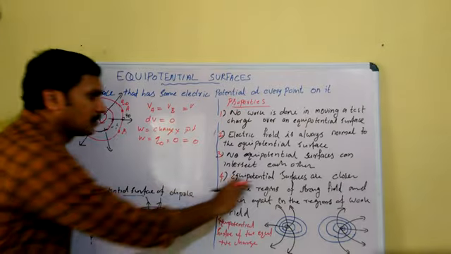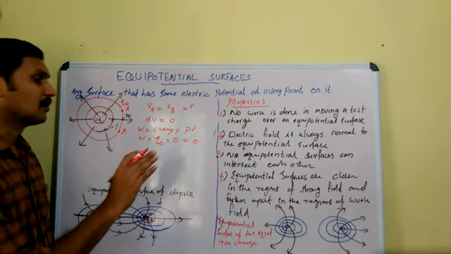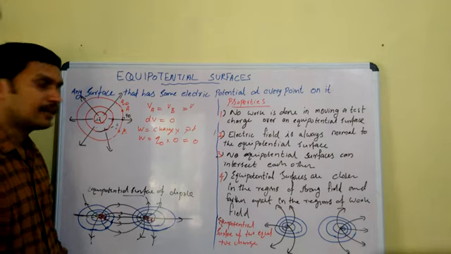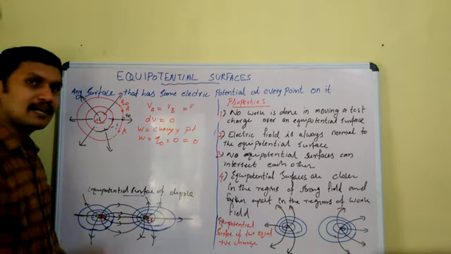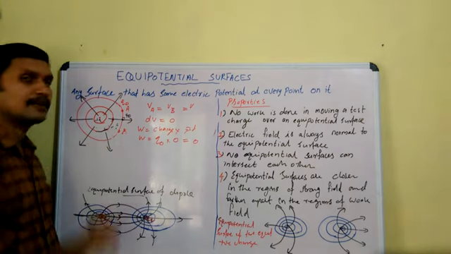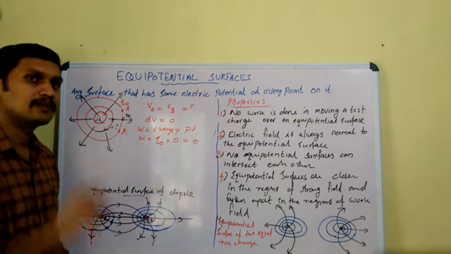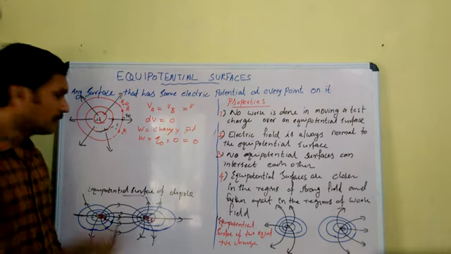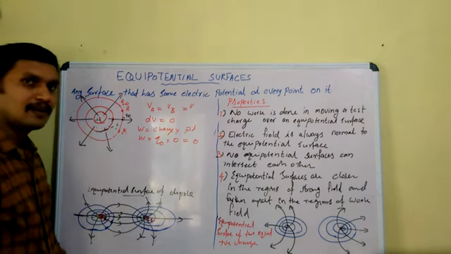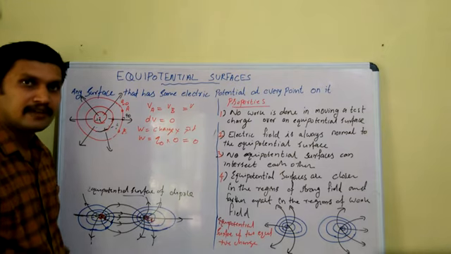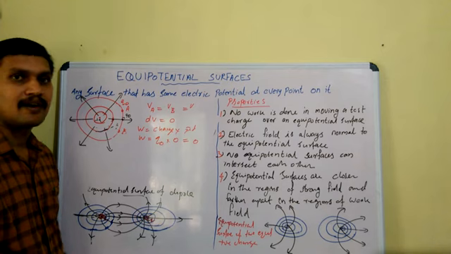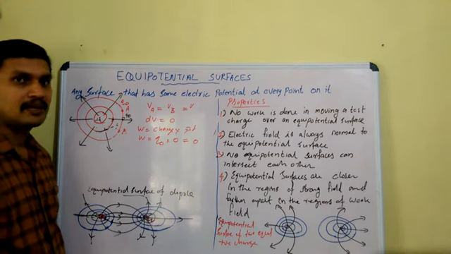That is, the equipotential surfaces are closer in the region of stronger field. We know that very close to the point charge, the electric field is strong, and so the separation between the equipotential surfaces will be small. When you are moving away from the source charge, the electric field decreases. When the intensity of the electric field decreases, the distance between the equipotential surfaces also increases. That is the fourth point.